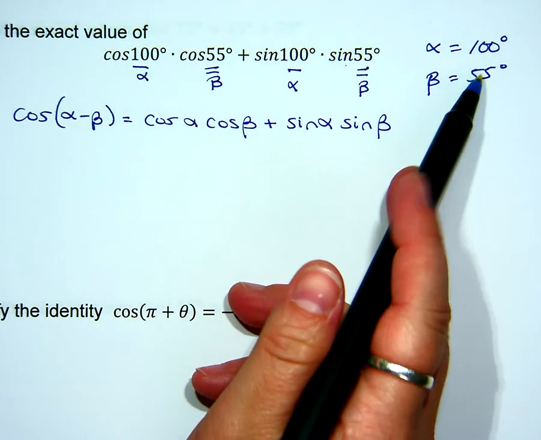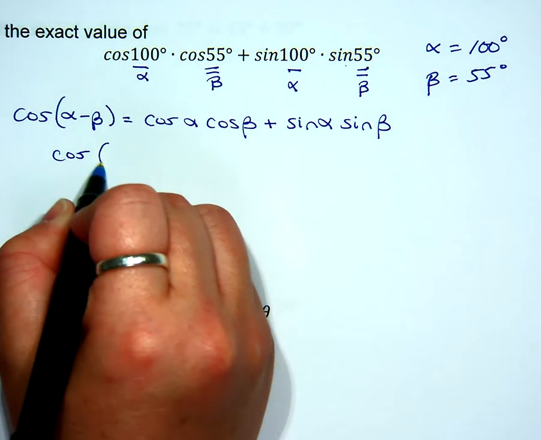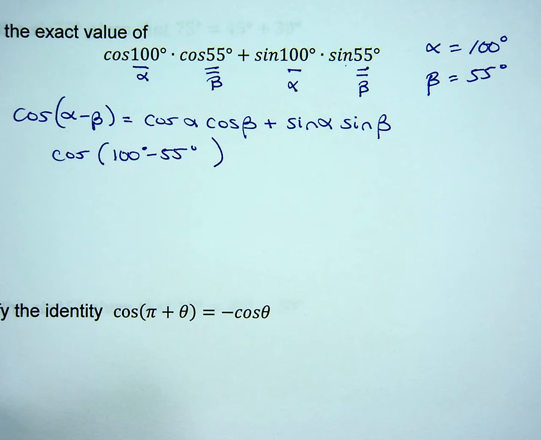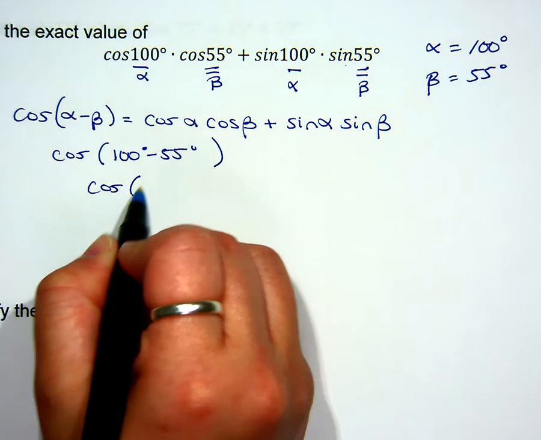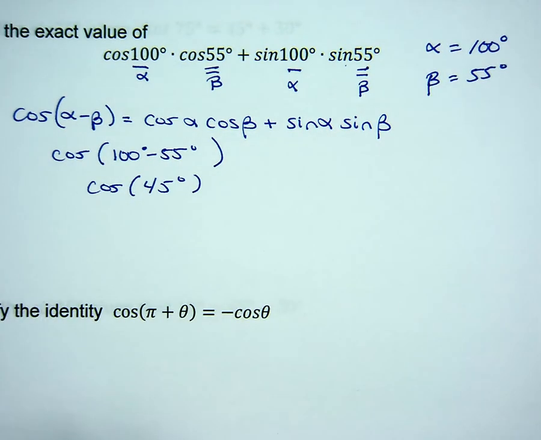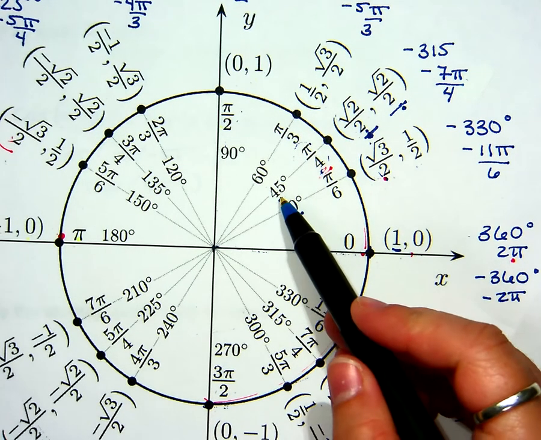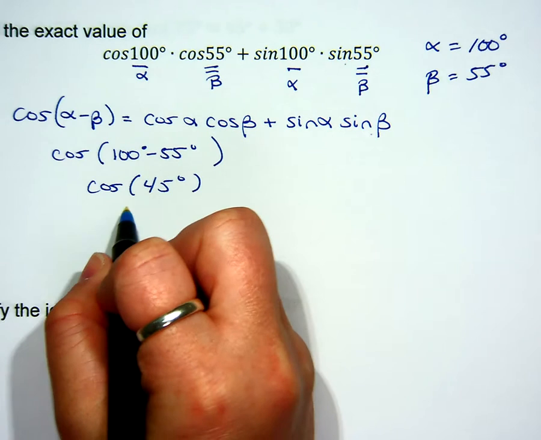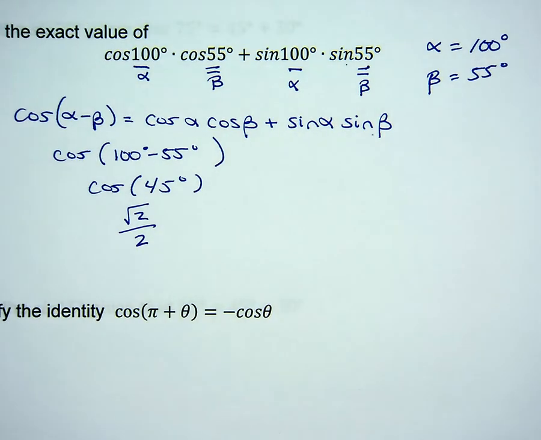So if I let alpha be 100 and beta be 55, that means I have cosine of 100 minus 55. Well, what's 100 minus 55? That's 45. So I have cosine of 45 degrees. I have a unit circle that's going to tell me this. Cosine, remember, is x. So at 45 degrees, what is the x? Square root of 2 over 2. And that's how we do these. We find the equation that we want, plug it in, and evaluate.